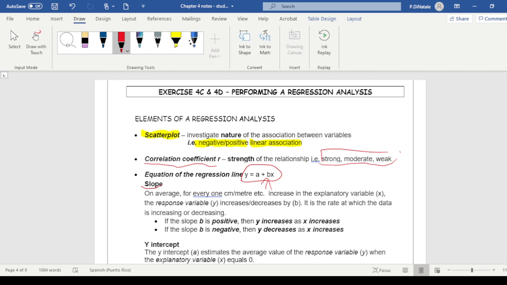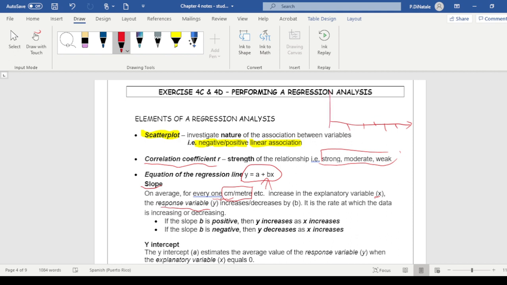So if we're interpreting that, we always use the words on average. And we have to talk about for every one. Now it's got to be a unit of measurement, whether it's centimeters, meters, seconds, minutes, whatever it is, for every one that is increasing, because x always increases. That's increasing the explanatory variable. The response variable, now whatever this response variable is, that's the y.